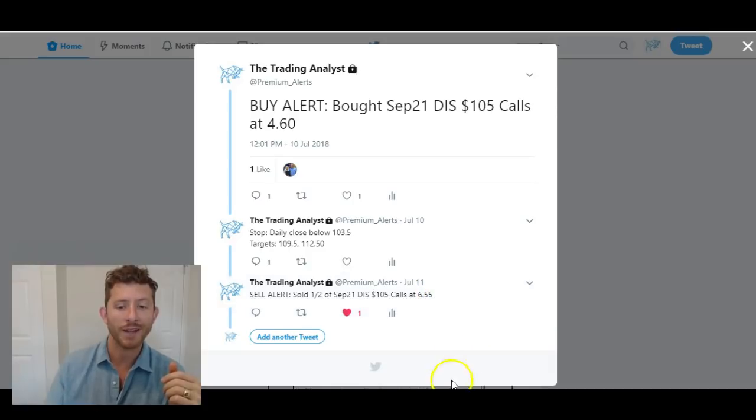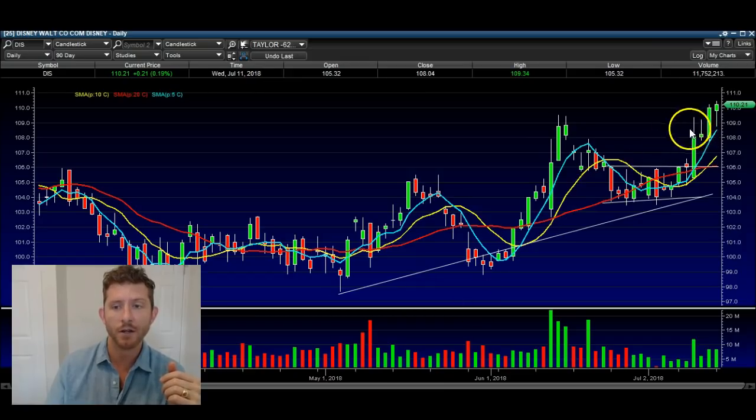And that was on the 11th. That was just the next day right here. And as you can see, we're already even more in the green right now. So we're probably at about a 60% win so far. And by the time it gets to 113, it'll probably be about a 150% win.